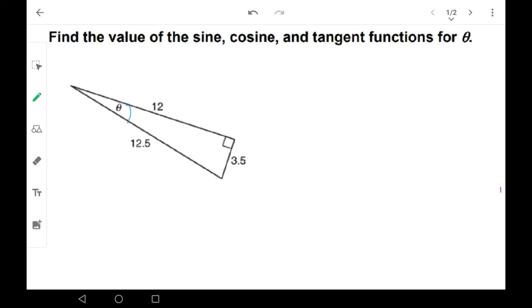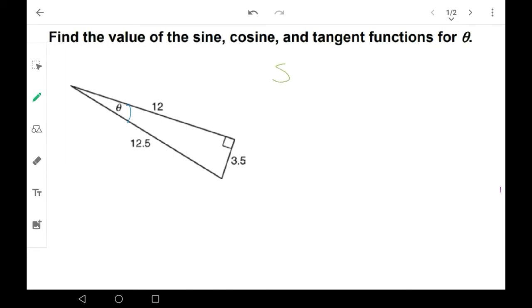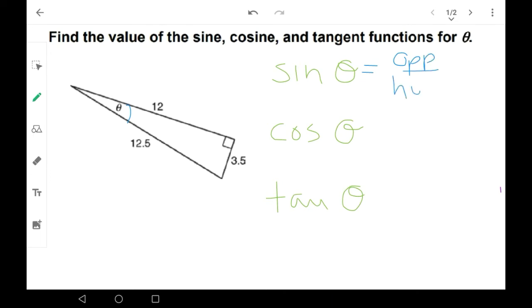So once we know where the angle is, we can start with the trigonometric functions. Remember that the trigonometric functions of a right triangle are sine of theta, cosine of theta, and tangent of theta. So what is sine of an angle? Sine of an angle is equal to opposite over hypotenuse, right? That's a formula that we should know.